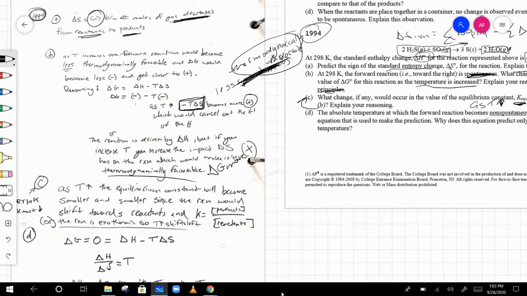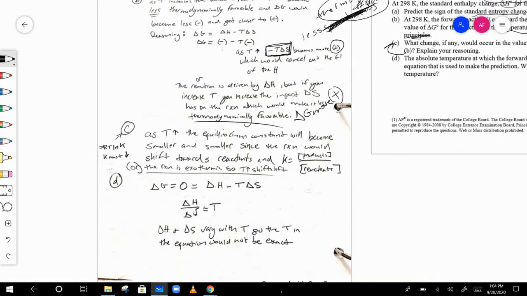So as temperature increases, the equilibrium constant will become smaller, since it would shift towards the reactants. If you think about it, the equilibrium constant is products over reactants. If we're increasing the temperature and it's becoming less and less thermodynamically favorable for the reaction to occur in the forward direction, it's going to want to occur more and more in the backwards direction.